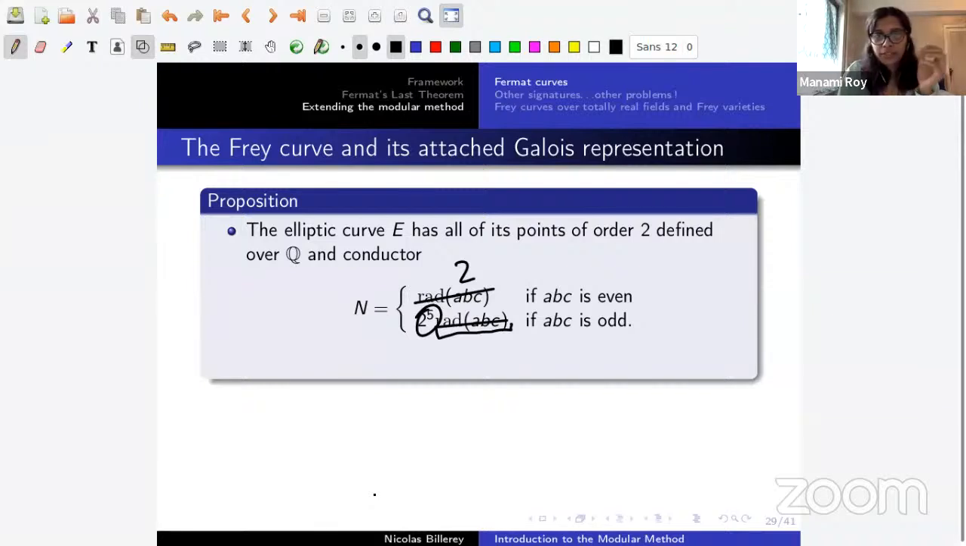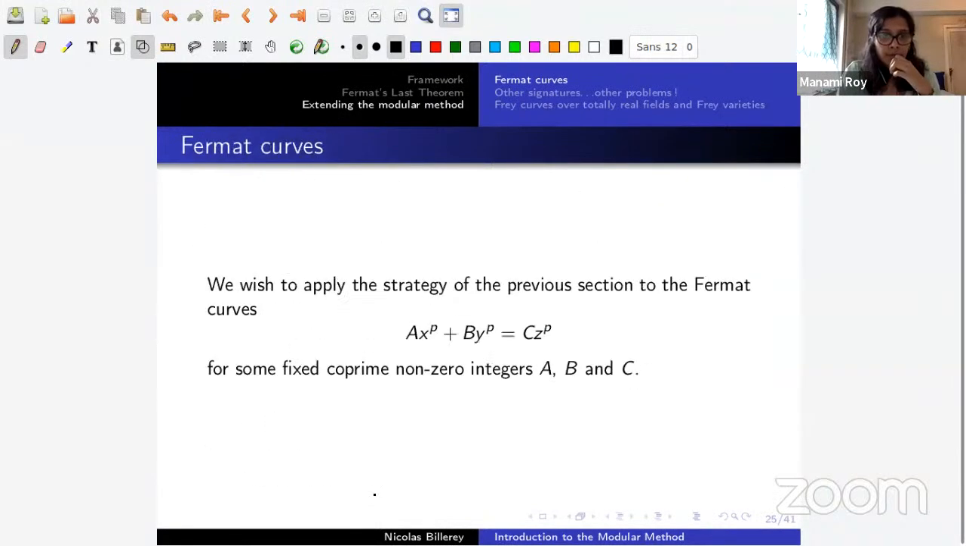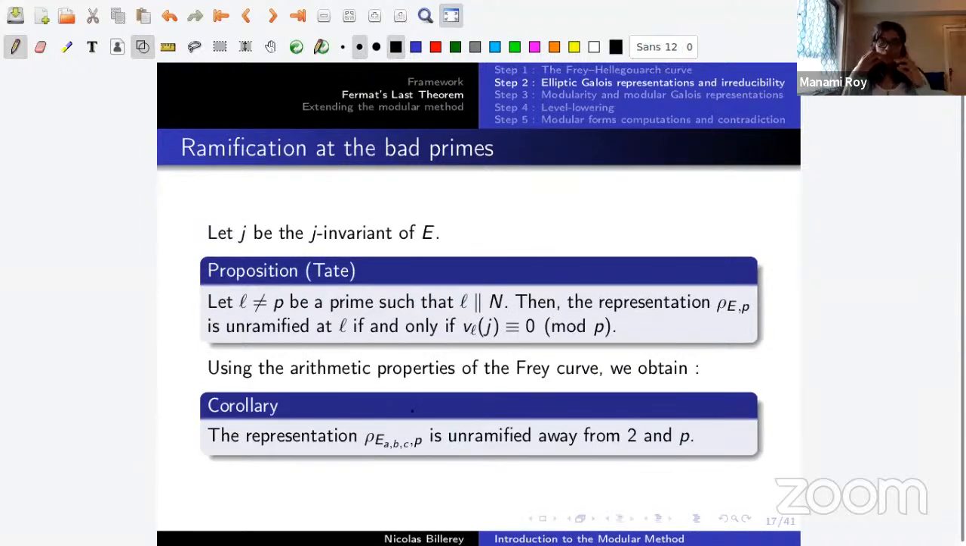So what I was asking is, is this always a necessary condition for level lowering, that you have to have multiplicative reduction at all the other primes other than 2? At least for primes that are primes of bad multiplicative reduction, it's a necessary and sufficient condition, I would say. If you look at Tate's results, for a prime of bad multiplicative reduction, you have level lowering if and only if the valuation is divisible by p.